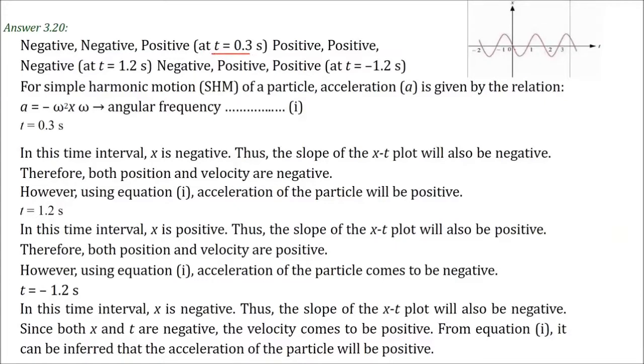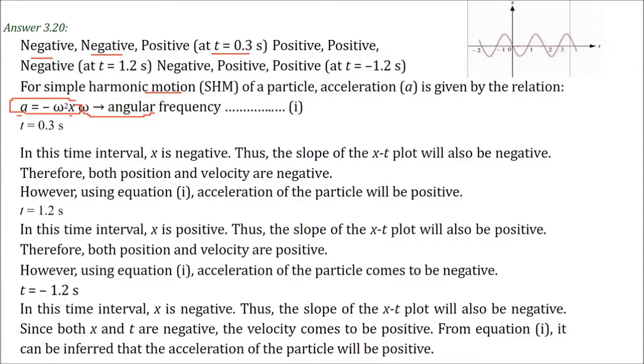So the first is at t equal to 0.3 second, as you see here. The three things being asked are position, velocity and acceleration. Position and velocity both are negative, but the acceleration is positive in this case. How to find out the acceleration? Acceleration of simple harmonic motion, SHM, is given by a equal to minus omega squared x, where omega is the angular frequency. On this basis, we'll find out the acceleration.